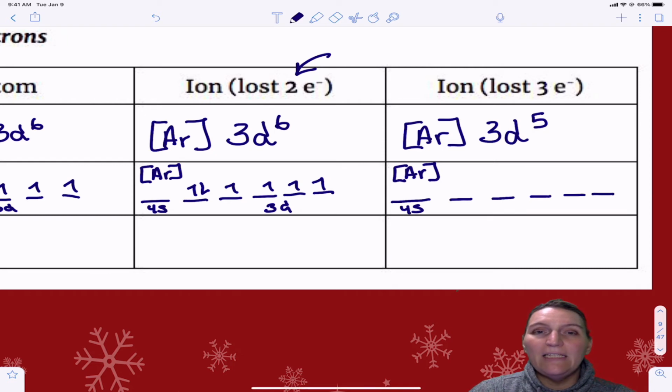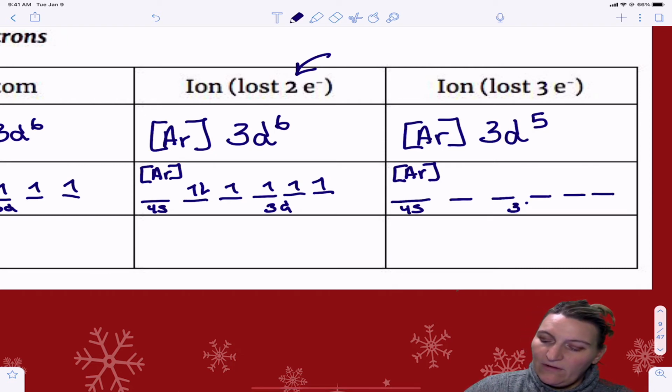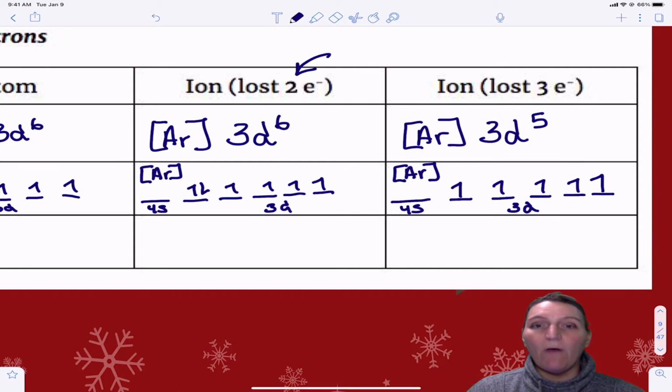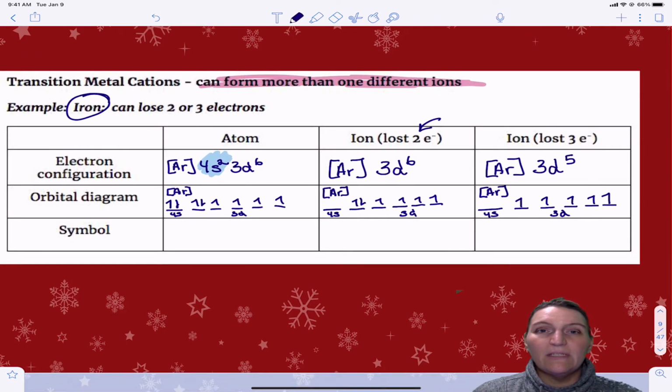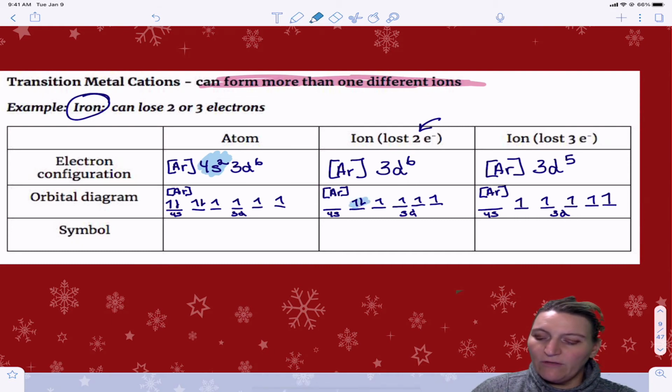But under some circumstances, iron can also form a 3d5 ion, so losing 3 electrons. So 1, 2, 3, 4, 5. And this is also stable because it has a half-filled sublevel. Remember, electrons are negative, like charges repel. So these two electrons right here being in the same orbital, if that wasn't the case, the atom would still be stable, would actually maybe be more stable.